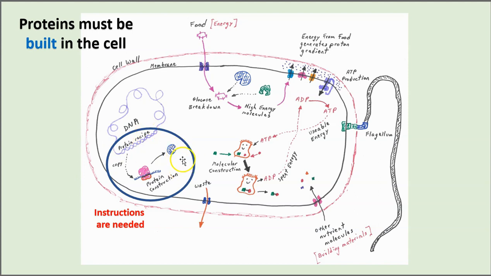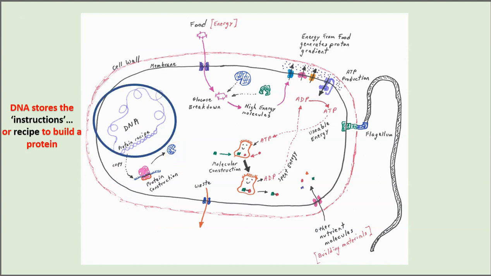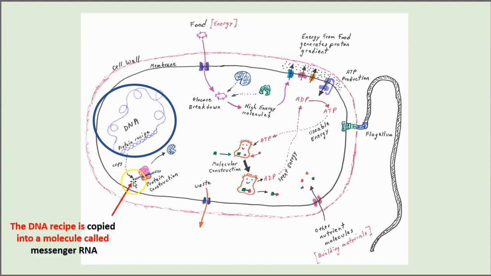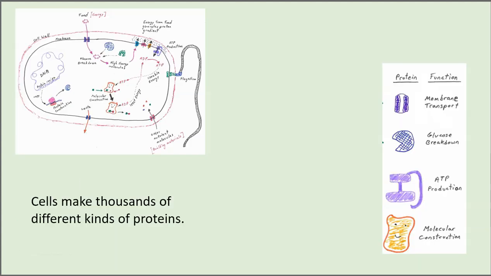So it's not surprising that to build a protein, you've got to have some instructions to know how to build it. Well, it's DNA that stores the instructions or the recipes to build proteins. The first step is that the DNA recipe will be copied into a molecule called messenger RNA. And then this pink structure here called a ribosome will read these instructions and build the appropriate protein.